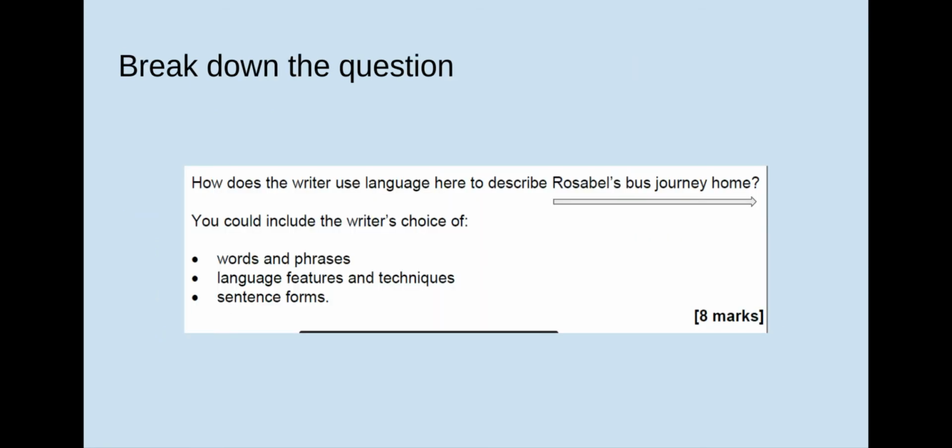So first of all, break down the question, as I said before. How does the writer use language here to describe? So Rosabelle's bus journey home. So if it's about the bus journey, it must be relevant. We can select those quotes and then start writing about them in point, evidence, explain.